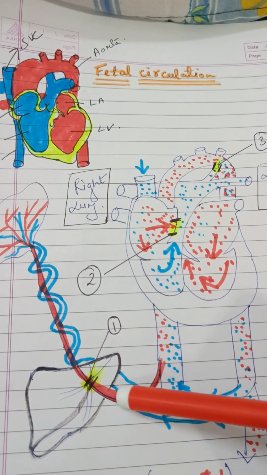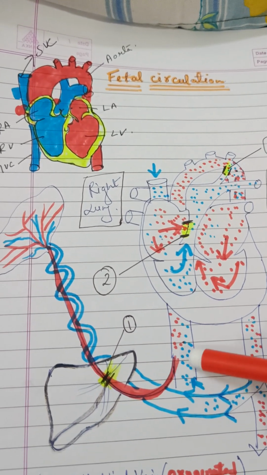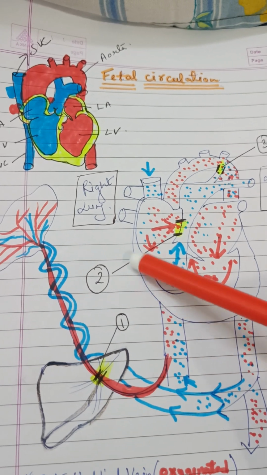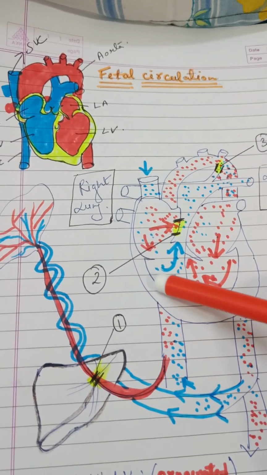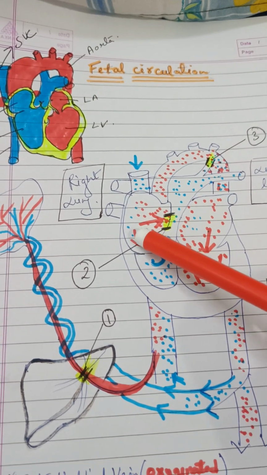But this umbilical vein, we know that it carries oxygenated blood. So this blood will get mixed. Deoxygenated and oxygenated blood get mixed. So this blood will move towards the right atrium. From the inferior vena cava, the blood will move to the right atrium, and there will be mixed blood.